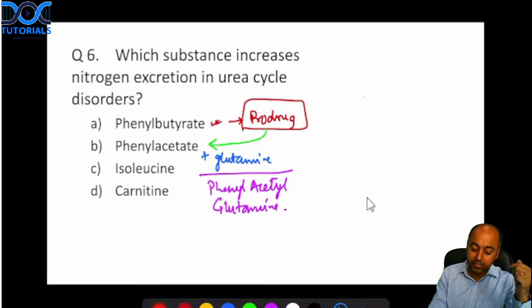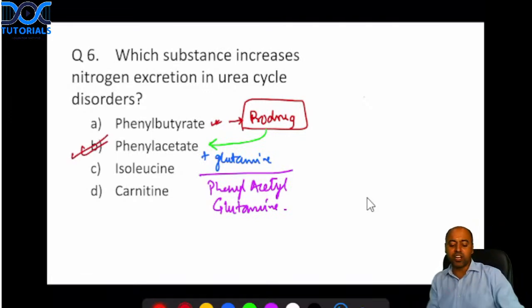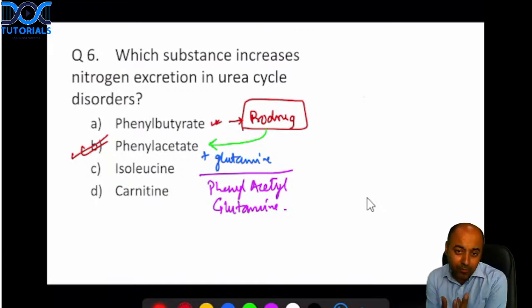So here the correct answer is not phenylbutyrate but phenyl acetate. Phenyl acetate increases nitrogen excretion. It is generated from phenylbutyrate, which is given to the patient.